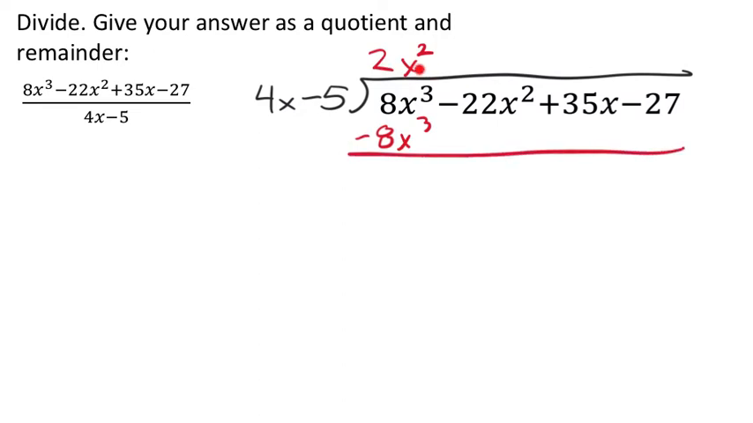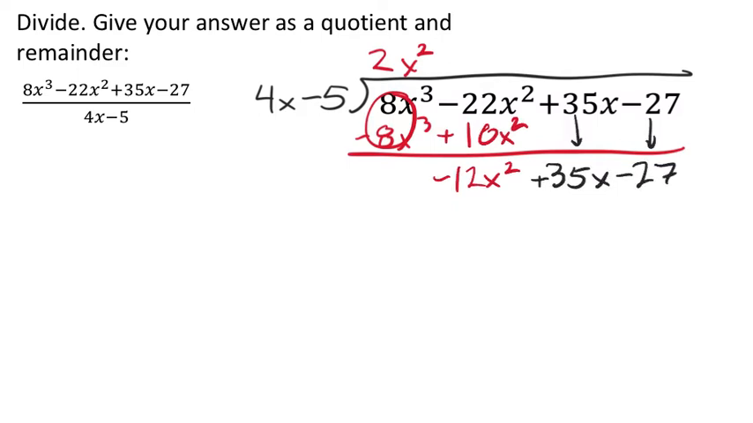And now I've got to multiply the 2x squared by the negative 5. Now, in doing that, 2 times 5 would give me 10 of the x squared. But since it's a negative 5, I'm going to change that operation. Instead of subtracting that out, I've got to add it in. So what does this do? It zeroes out the 8x cubed as planned. But now I've got negative 22x squared plus 10x squared, which is going to be negative 12x squared. Everything else just drops, so that's nice. Got a positive 35x and a negative 27 there.